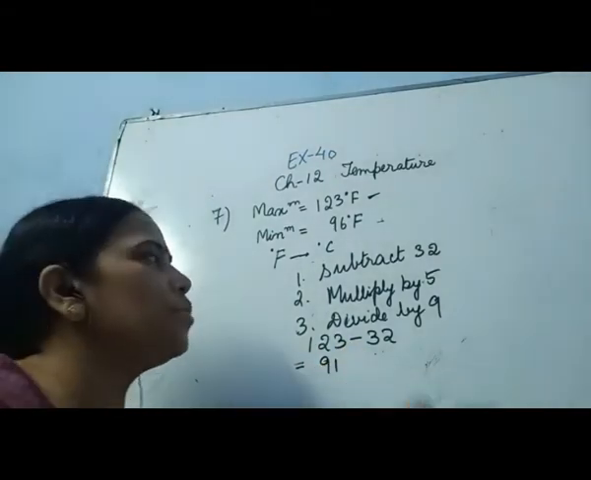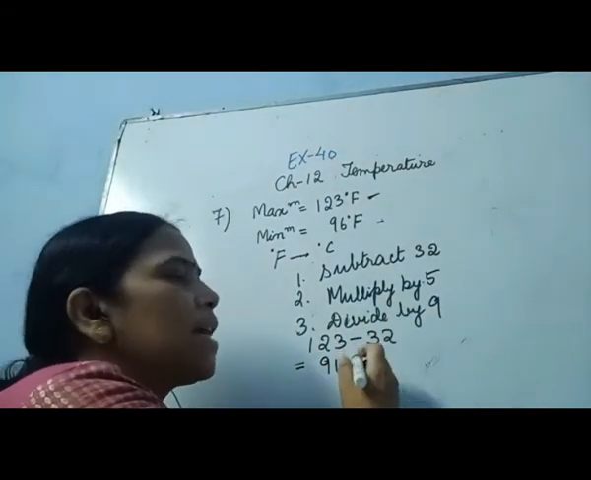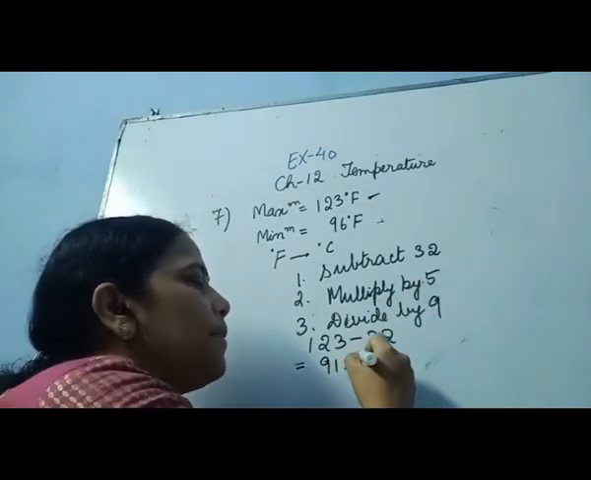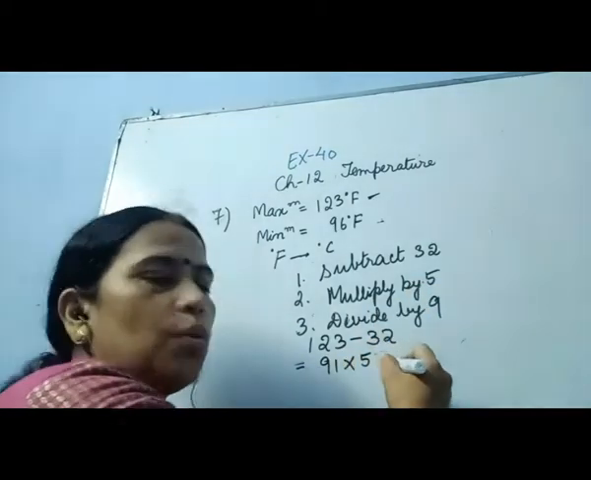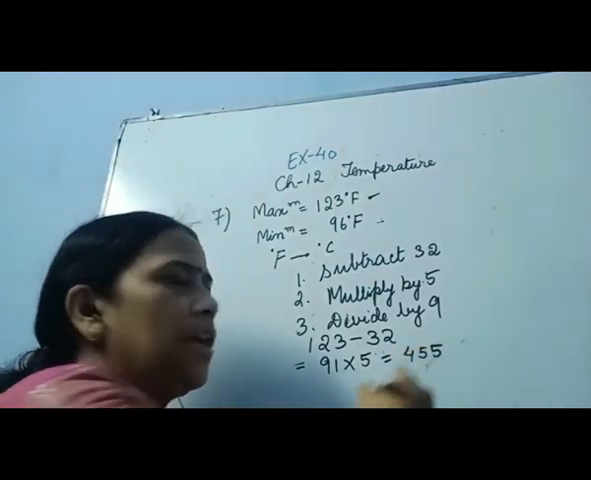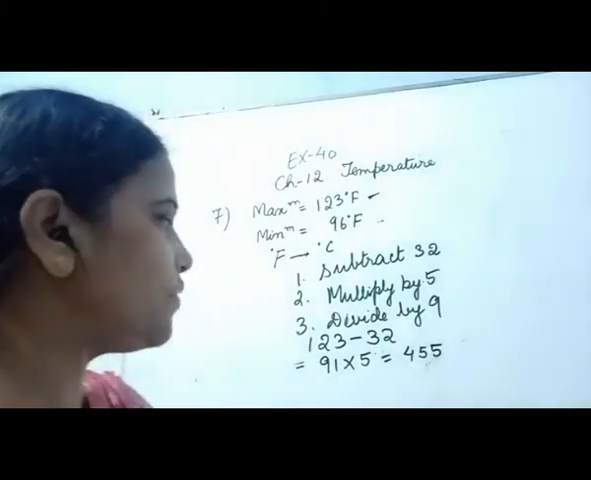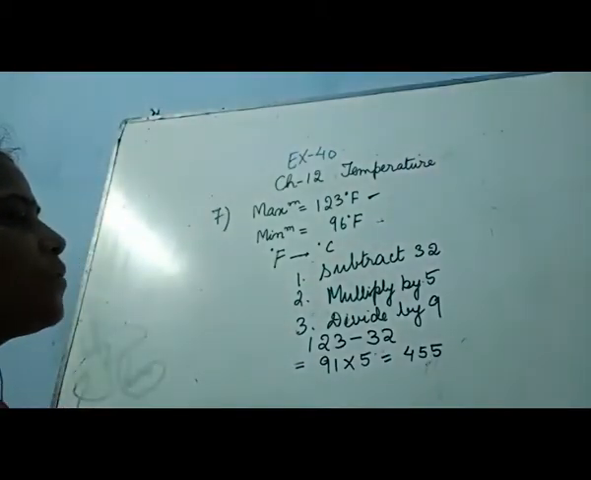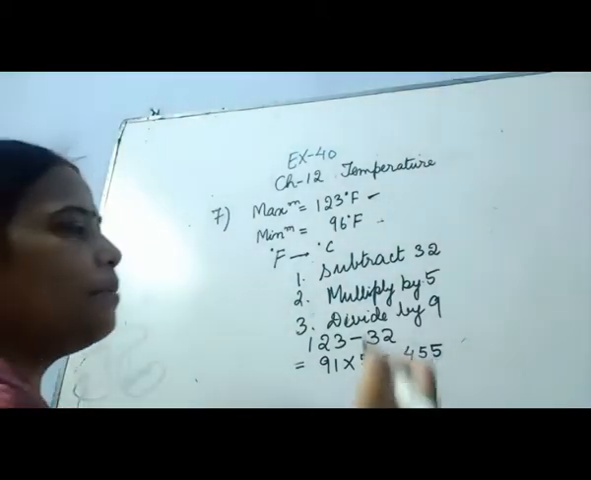Now what you have to do? You have to multiply this 91 by 5. So what will we get? We will get 455. Now divide this 455 by 9.